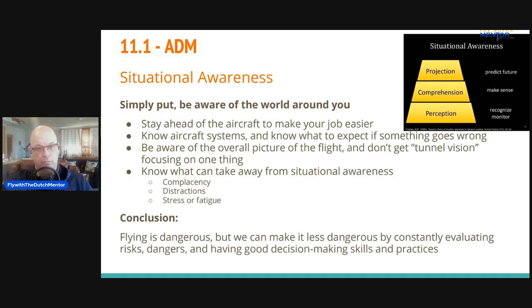Those who fall into the trap of get-there-itis or giving in to peer pressure can get into trouble, right? And if you don't believe me, just go to the NTSB website and read some of the excellent investigations on why people died while flying. Don't make that part of you, right? Complacency, distractions, and stress and fatigue are key components of safe flight itself.